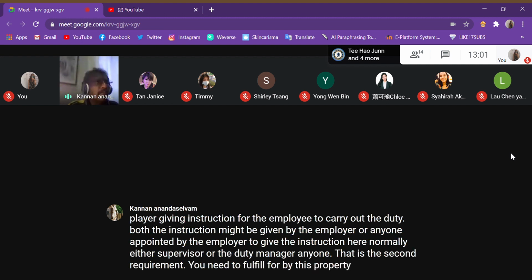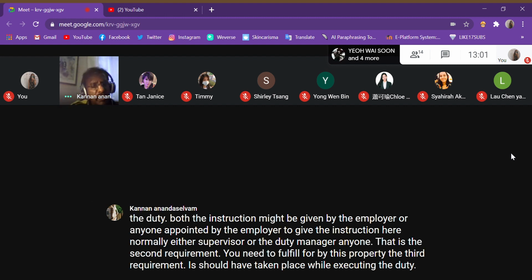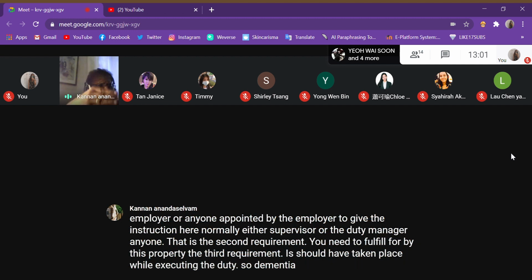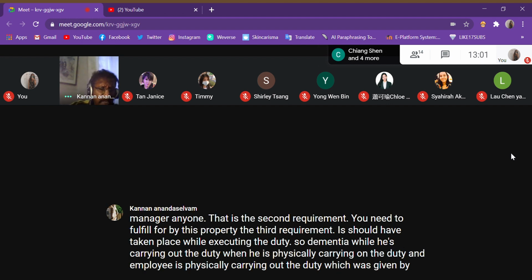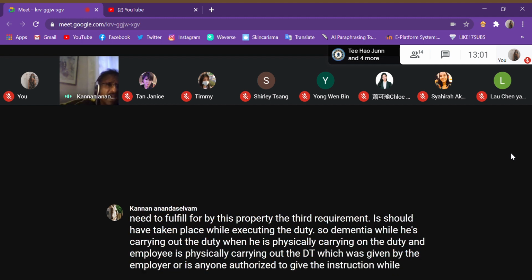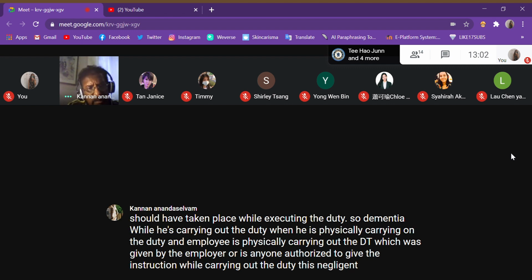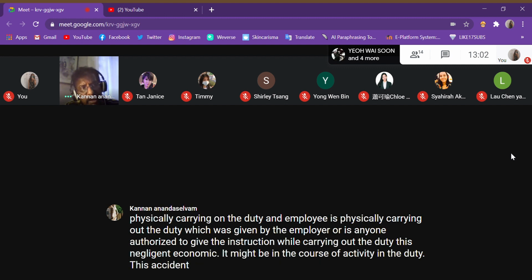The third requirement is that it should have taken place while executing the duty. That means while the employee is physically carrying out the duty given by the employer or anyone authorized to give the instruction, this negligent act has taken place. It must be in the course of executing the duty that this accident took place.